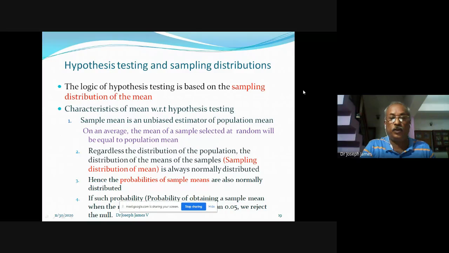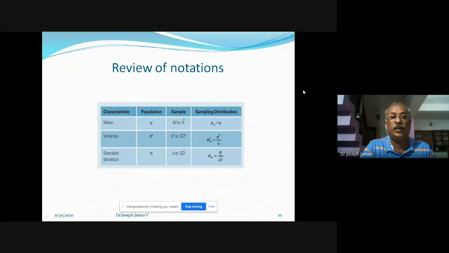Then we also have discussed the sampling distribution of mean, and let's just go over a recapitulation of the notations. Usually population mean is denoted as mu and sample mean is denoted as x bar or M. The mean of the sampling distribution is denoted as mu M, and that is usually equal to mu. The mean of the sampling distribution should be equal to mu.